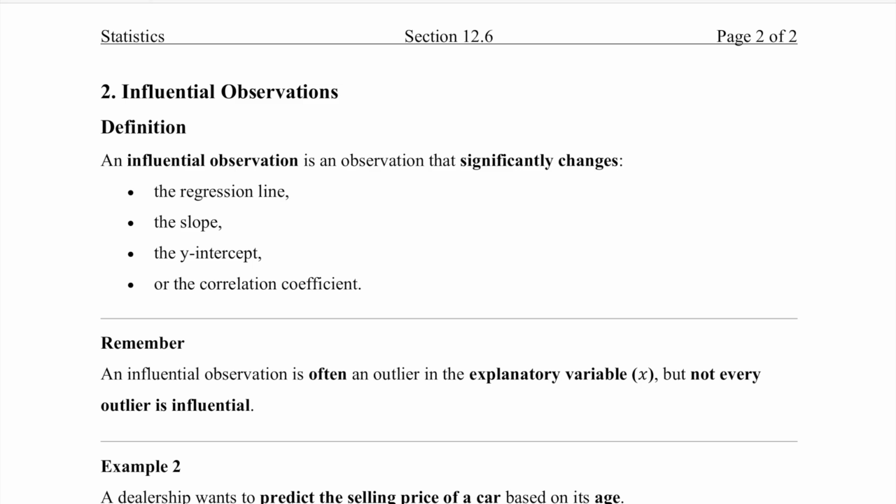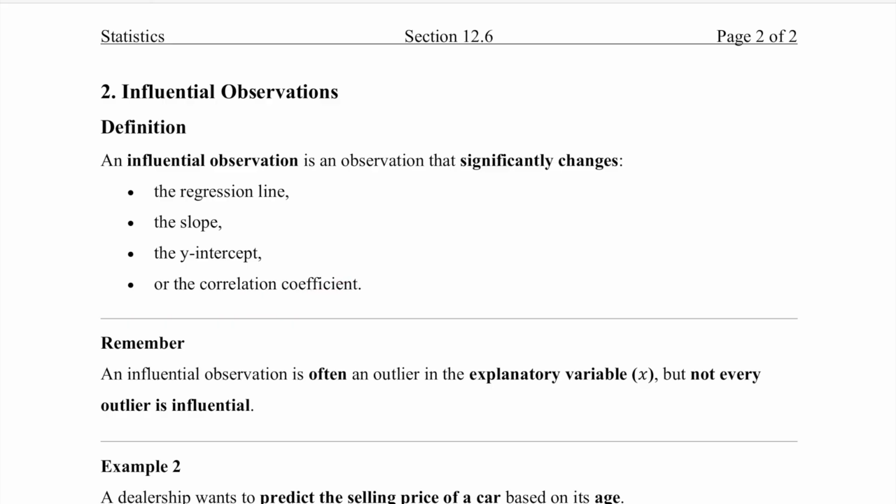In this video, we'll learn about influential observations. An influential observation is a data point that significantly changes the regression line, the slope, the y-intercept, or the correlation coefficient. The key idea is this.